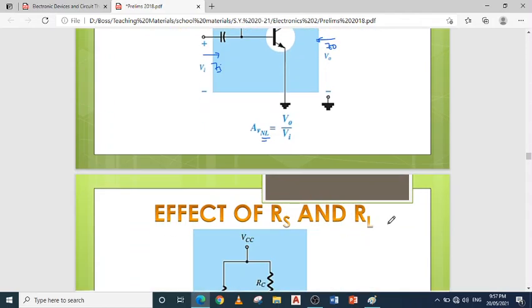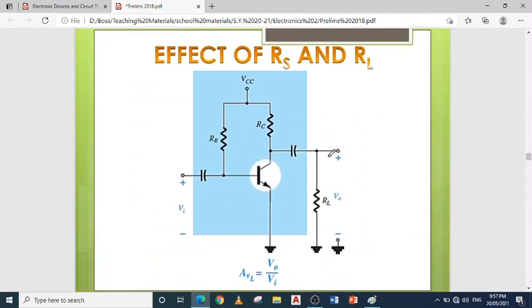Okay? Ngayon naman, kapag may nilagay na tayong RL, since naglagay na tayo ng load resistance diyan, yung VO natin is doon na natin kukunin right after nung load resistance natin. So, kapag kinuha natin yung overall gain na to with the presence of the RL, kinukuha natin yung AVL. Okay, meaning may kasama ng RL.